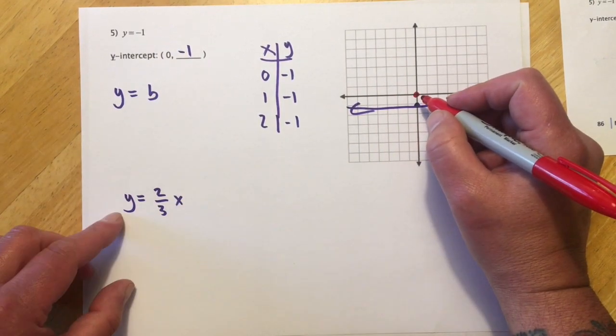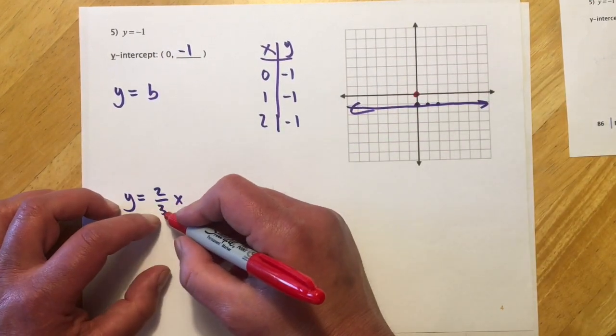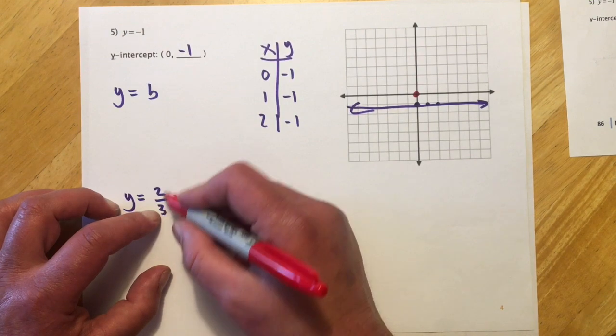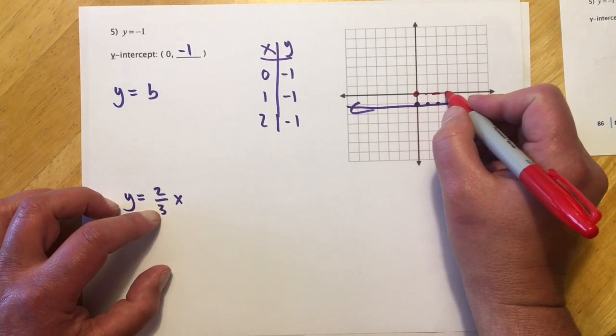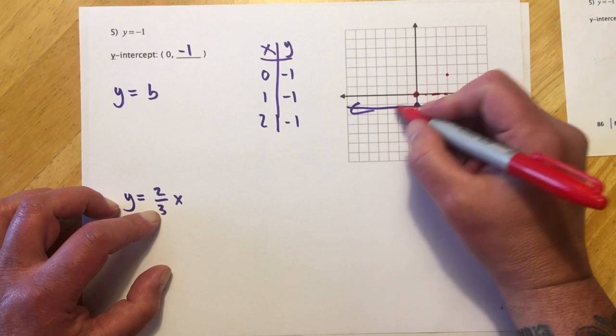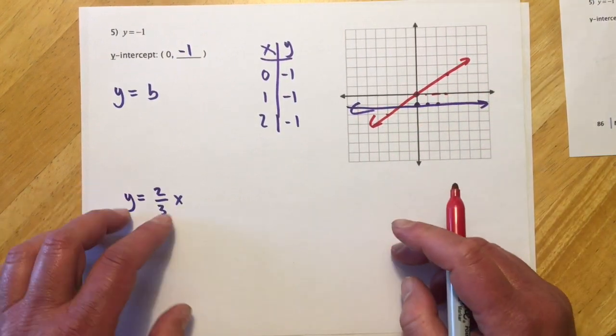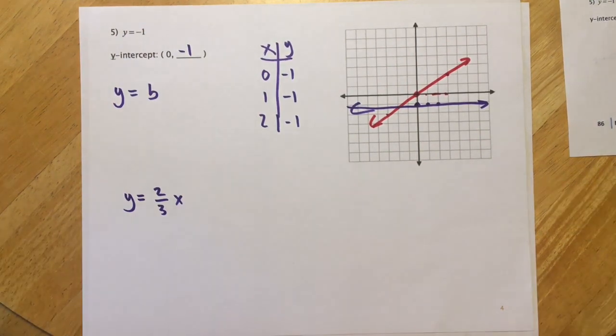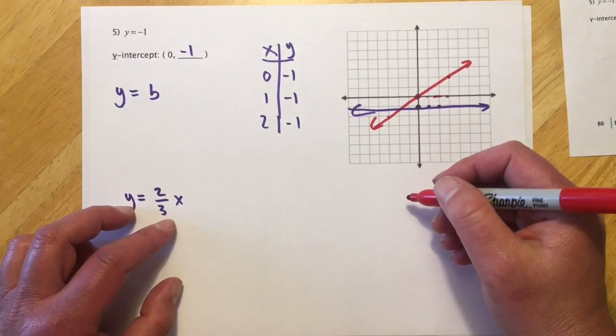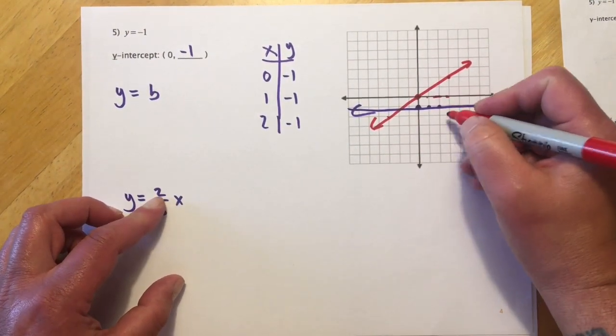And again, if x is 0, y is 0. And then just use your slope. So if this is our rise and our run, we're going to go over 3 and up 2, and then that red line would be it. And I can't tell you how often people miss the, quote-unquote easy question. If it was negative, I'd go over 3, down 2.